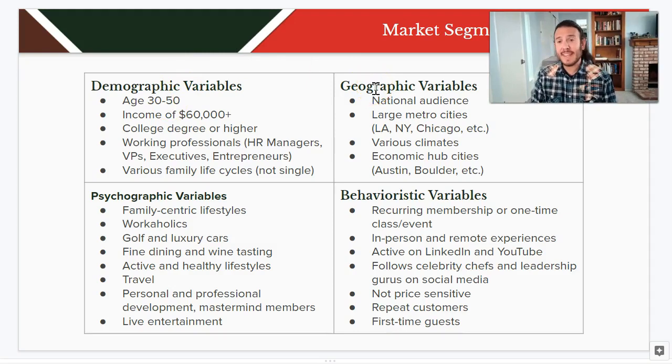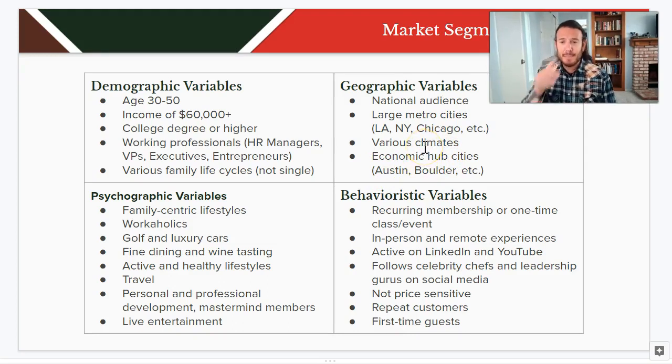Geographic variables. Again, this is going to be more of a premium priced service. We are targeting a national audience because this is online, but we also have in-person stores, so we're going to be targeting folks in person. So we need to decide what cities we're going to locate in. We're going to start focusing with large metro cities like LA, New York, Chicago, Houston, Philadelphia, all the big cities in the United States. We also have economic hub cities like Austin, Texas, and Boulder, Colorado. These are places where there's a lot of young technology entrepreneurs and businesses.